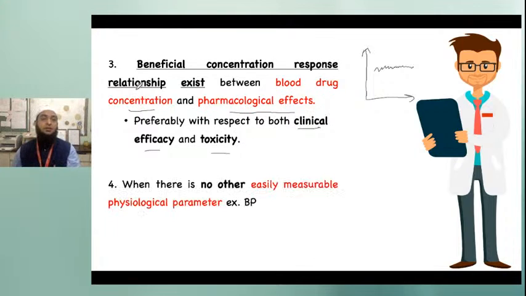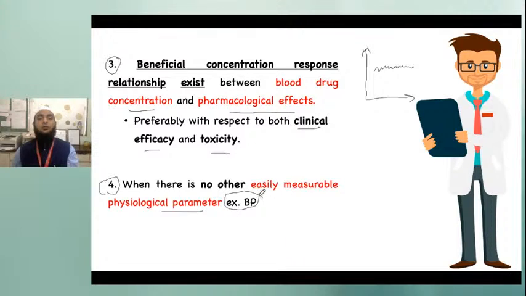Okay, so we have seen the third criteria of the TDM, in which the drug needs TDM when there is a good relationship between the concentration and the pharmacological effect, right? Likewise, the fourth criteria is in the case of a drug where there is no other easily measurable physiological parameter, like blood pressure.